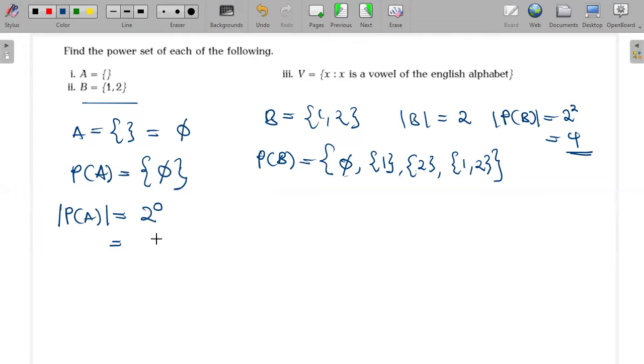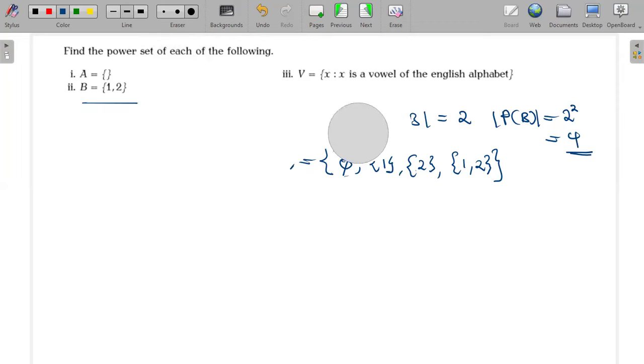To the power 0 is 1. So 1. Hence, in this power set, we only had one set that was listed, which is the empty set. Okay, so we do part 3.